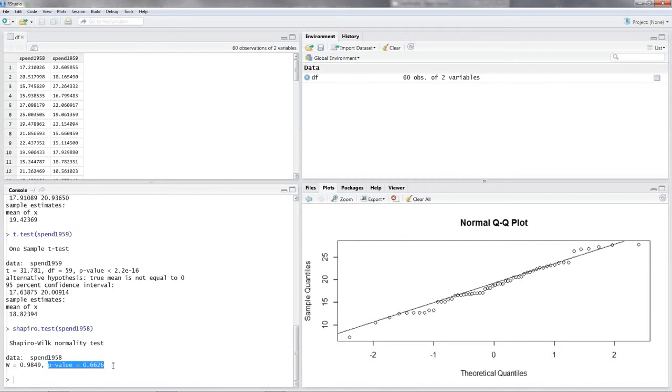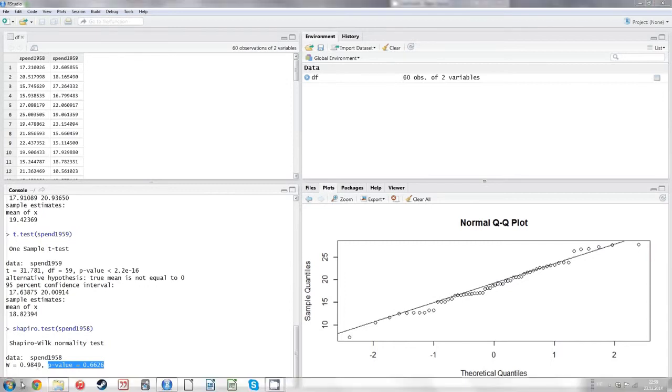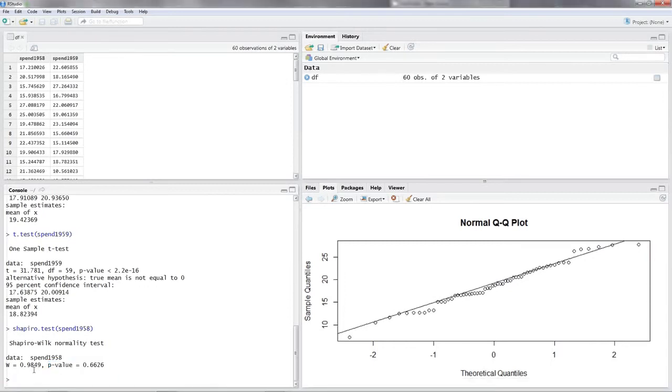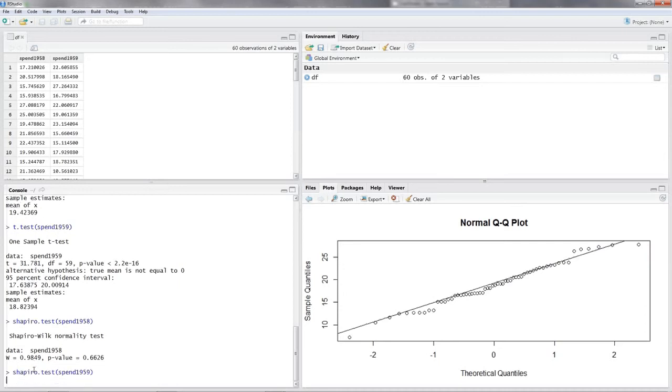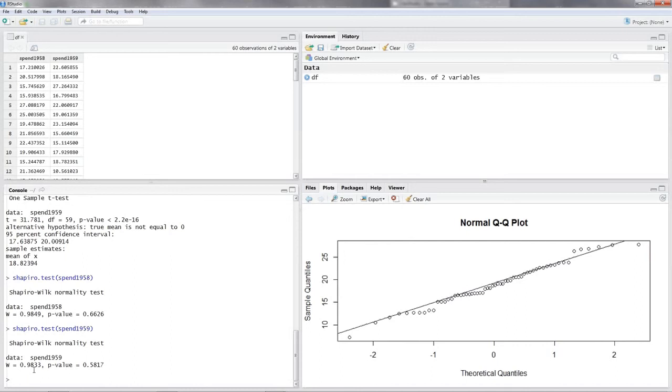Now, what does the Shapiro test tell us? The p-value of 0.06 tells us that the data is most likely normally distributed. Let's check out our 1959 data. So the same thing, just with spending 1959. Again, the p-value gives us no evidence to reject the null hypothesis of a normally distributed data.